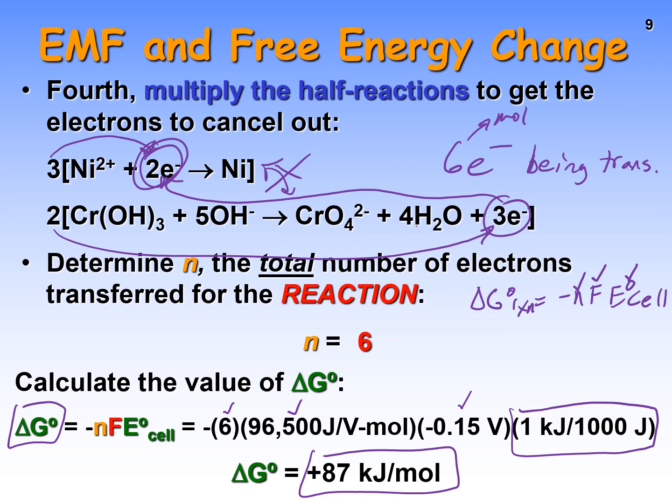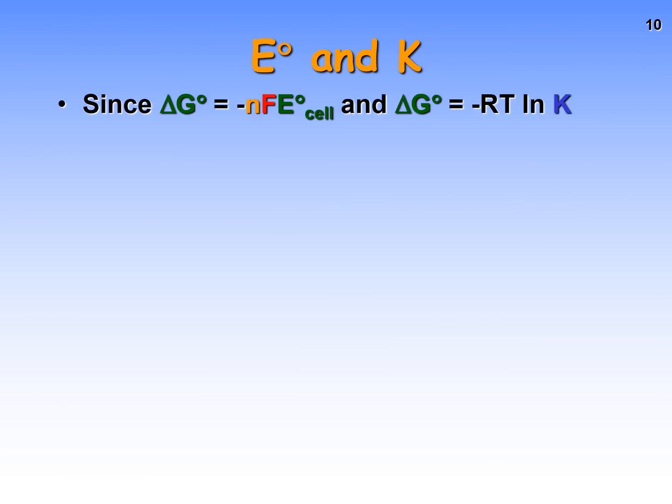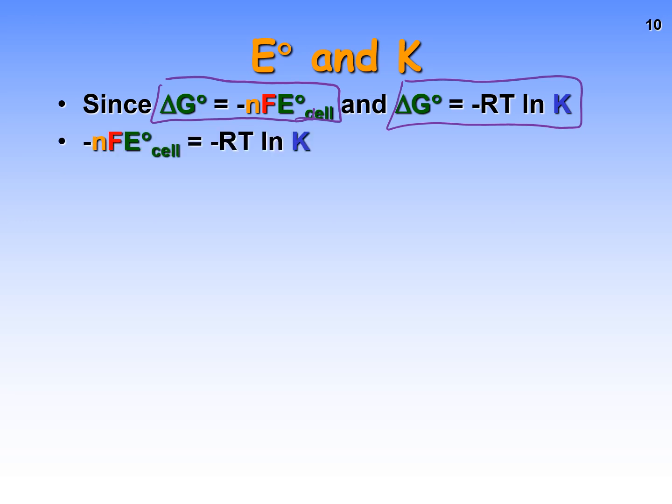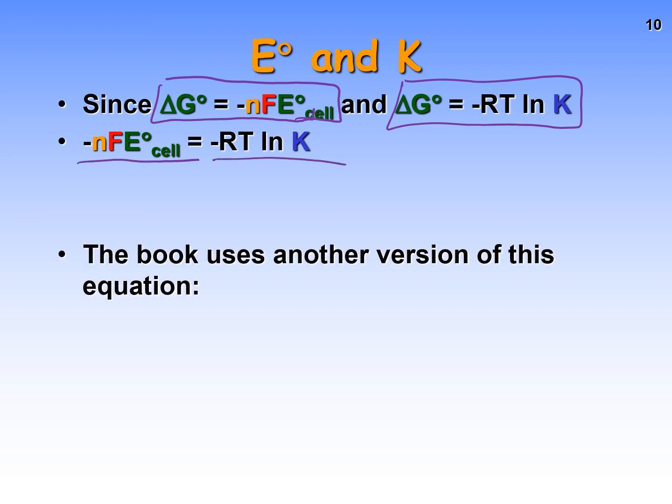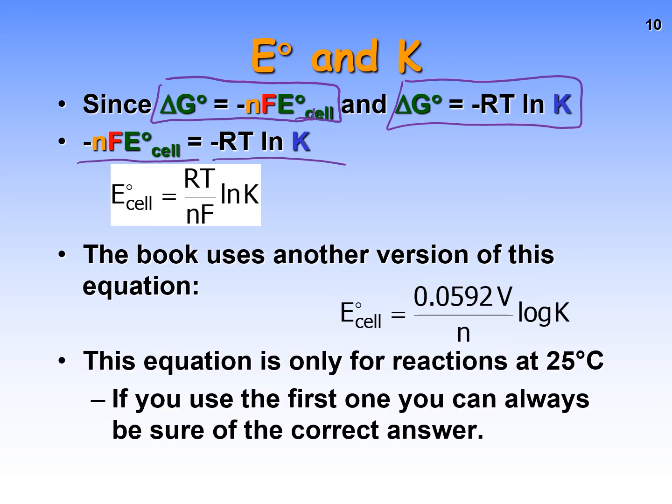Now, to see how the equilibrium constant and E naught cell are related, we have to take those two equations, right? We know delta G naught is equal to negative nF E naught cell, and we know delta G naught is equal to negative RT ln of K. So we can combine these two equations. This one is equal to that. Or in other words, rearrange. Sorry, hold on. Out of order. Rearrange, and we get this equation.